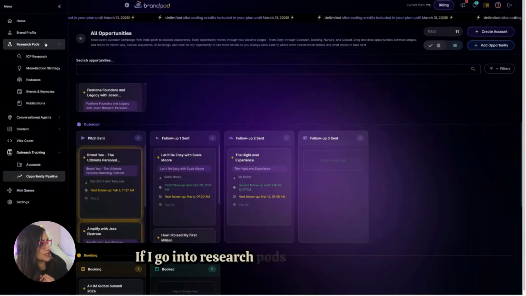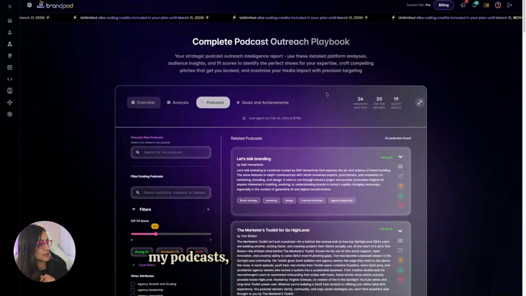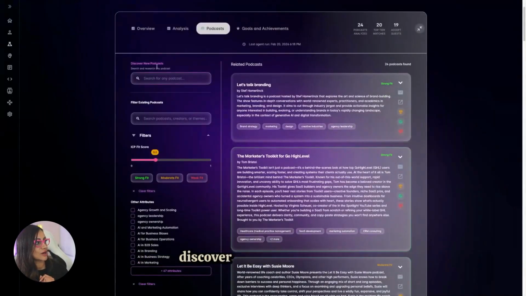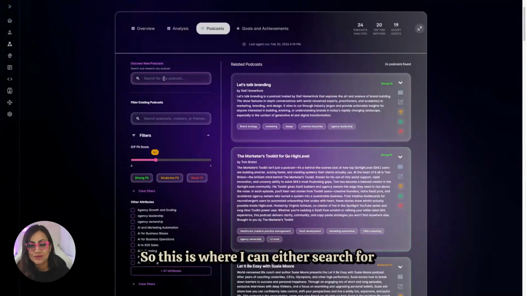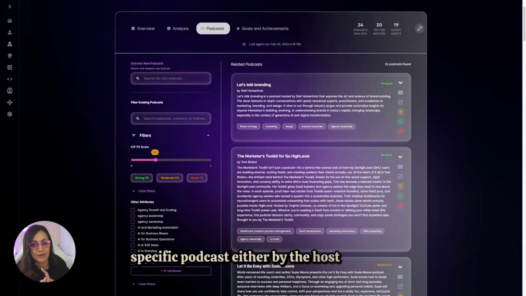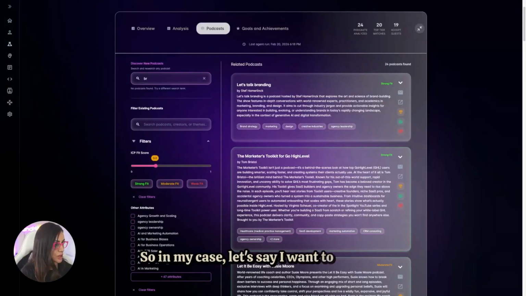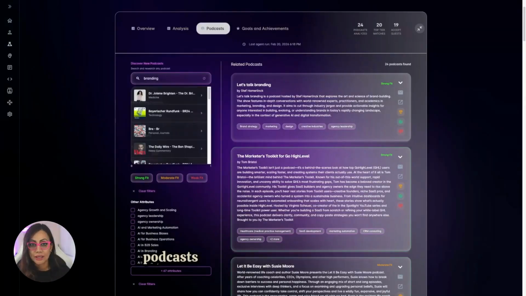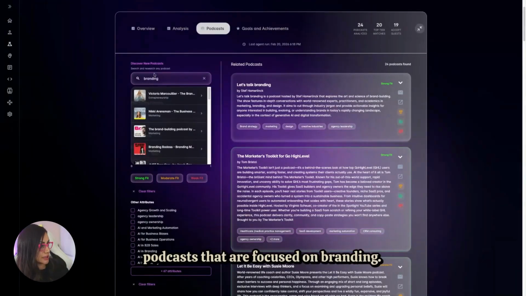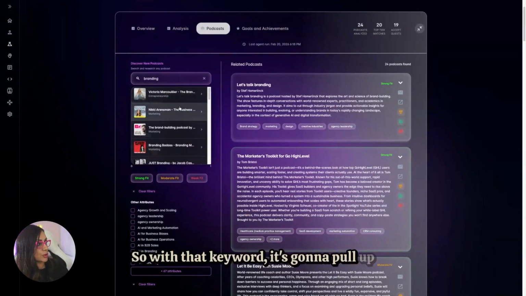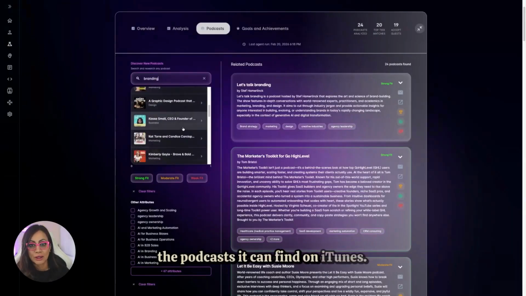If I go into research pods and go back into my podcast, you'll see that there is a discover new podcast field. So this is where I can either search for a specific podcast, either by the host name or by the title of the actual podcast itself, or just using a keyword. So in my case, let's say I want to look for podcasts that are focused on branding. With that keyword, it's going to pull up all the podcasts it can find on iTunes.